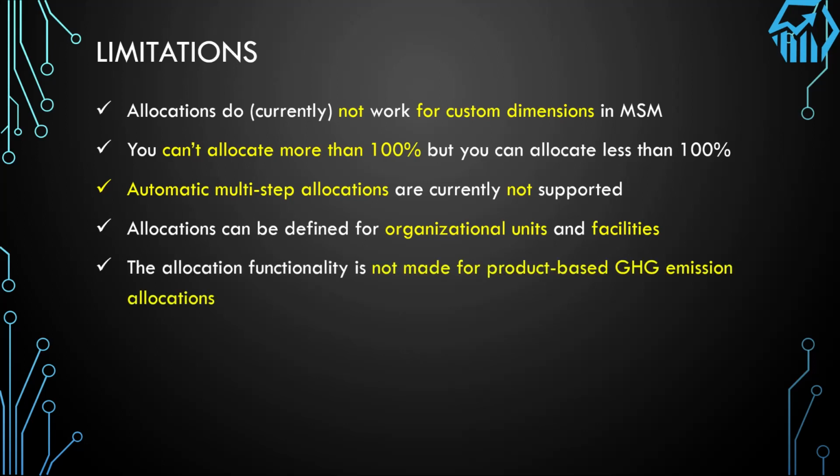Then it's not made for product-based greenhouse gas emissions. For these product-based greenhouse gas emissions, there's already something on the roadmap. And maybe if you see that video, it's already available. But these allocations are not intended for this purpose. And last thing is, there is currently no auto run or auto schedule feature that automatically triggers these allocations. But you have to go into the system and then just press run the allocations, which should be okay because you can run a couple of months in a go. And opening this function one time a month should be okay, in my opinion.